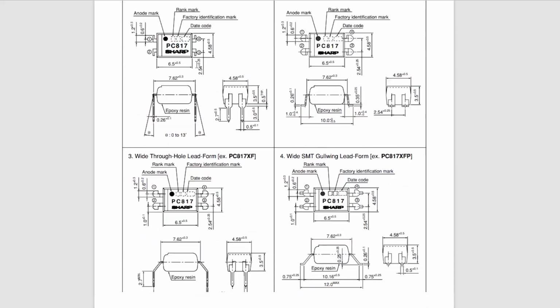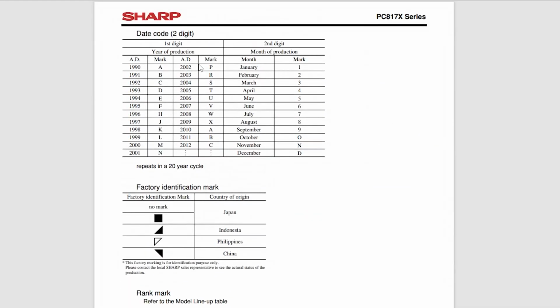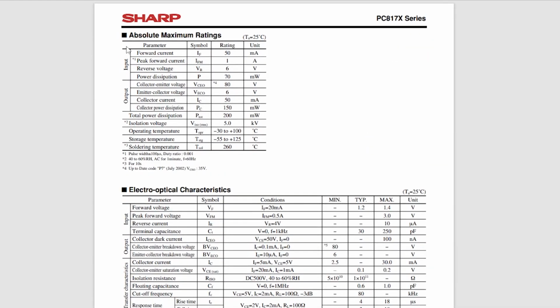Okay, so if we come way down, we'll see our absolute maximum ratings, divided into two sections: the input and the output, and then other things. For the input, we have the forward current. The input has to do with everything that concerns our LED. The forward current is 50 milliamps, and this means the current through the LED must be kept below this value as long as we want a good service life.